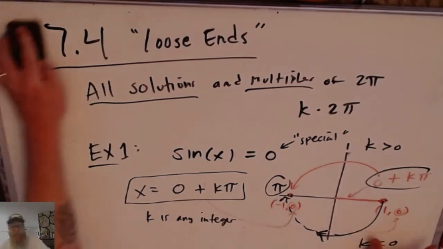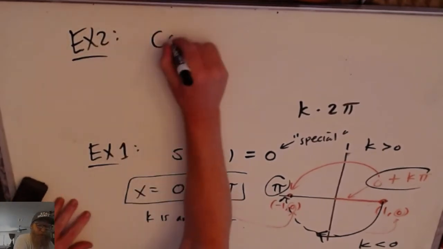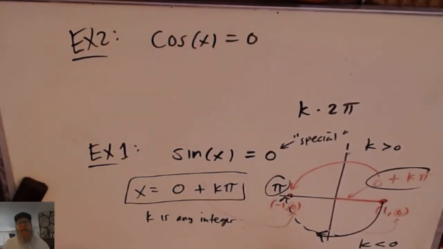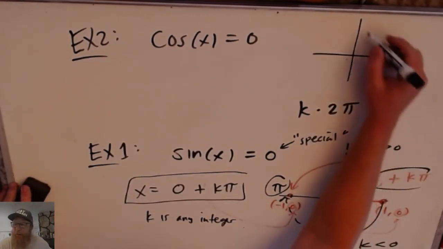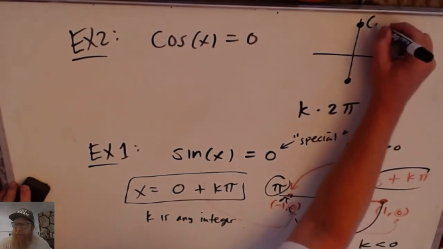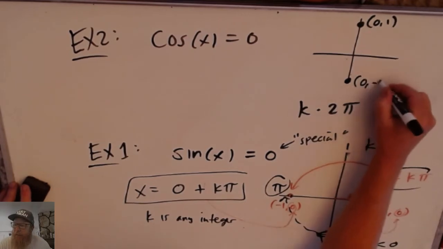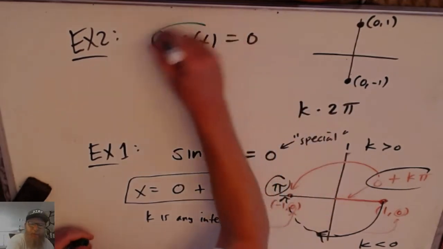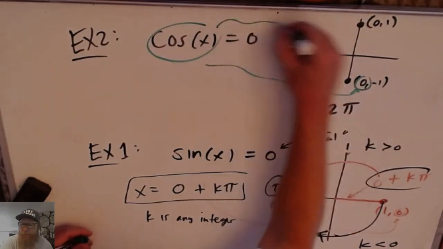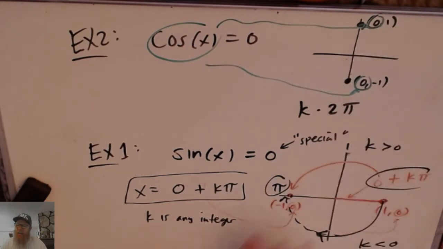And the same thing happens with cosine as well. Basically the same idea. Cosine of x is equal to 0. That would be here and here: (0, 1) and (0, negative 1). Now cosine is the x coordinate. So again, you have multiples of pi, not 2 pi, multiples of pi.